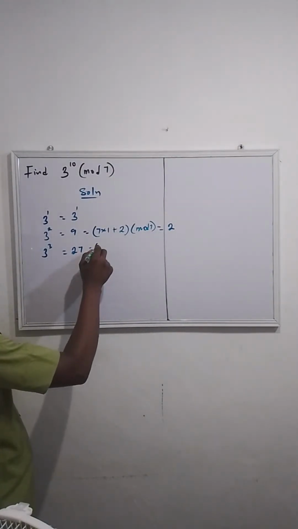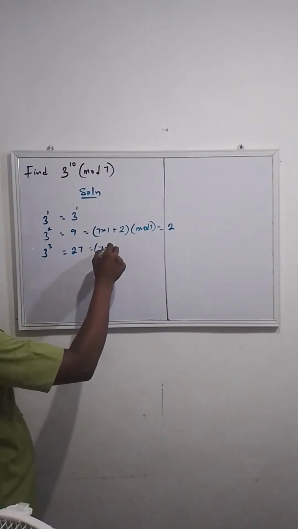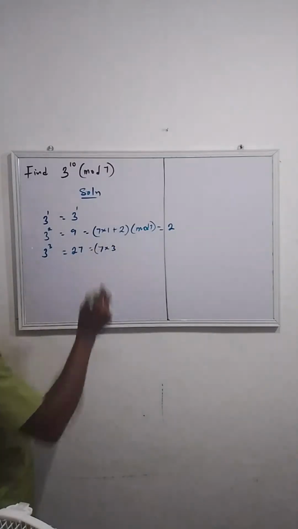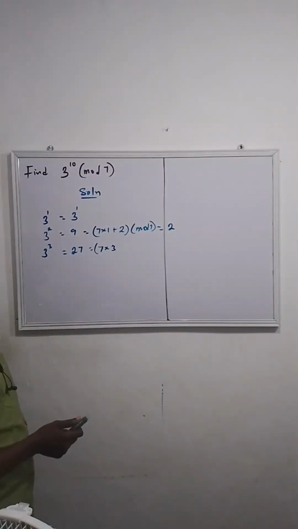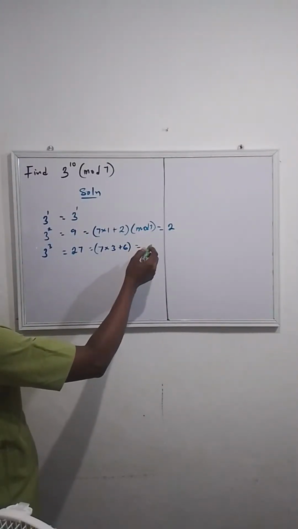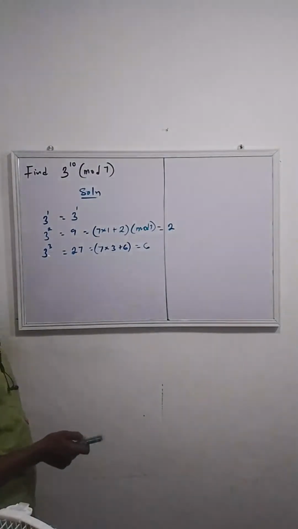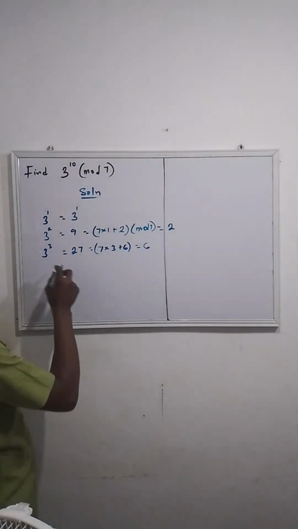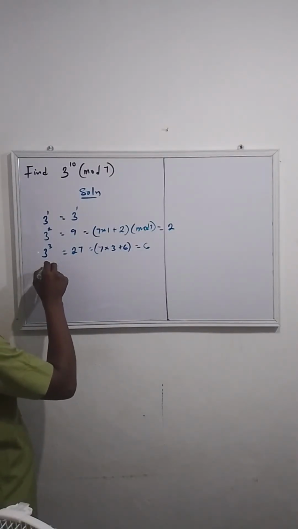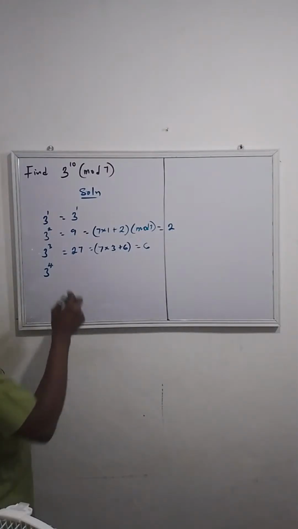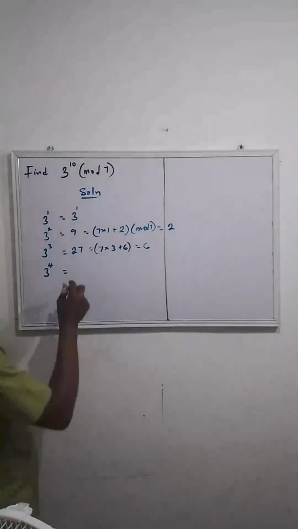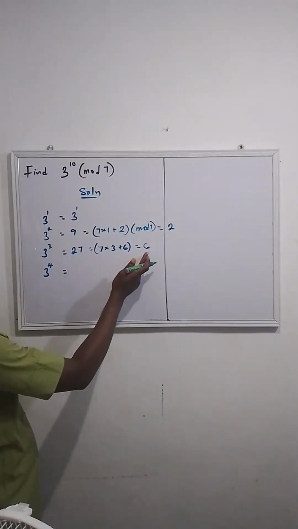Now this is going to be 7 times 3, that's 21. So we have a remainder of 6. That means we have 6 here. The next one is 3 raised to the power of 4. So now let's look at it.